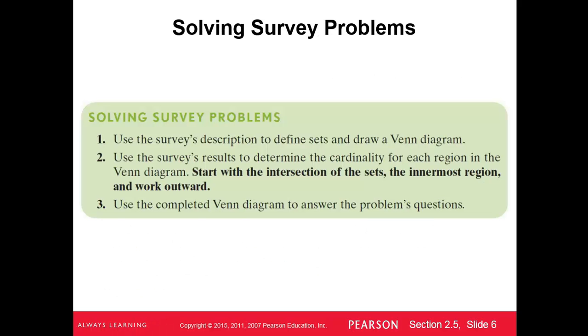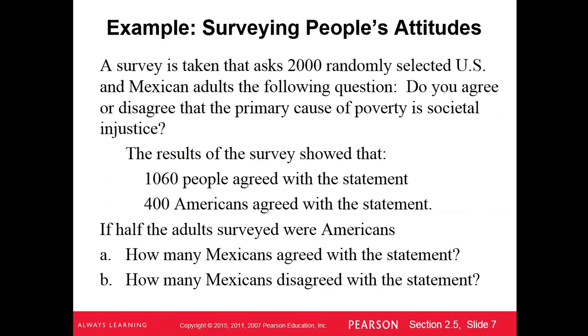So how do we go about doing these kinds of problems? Obviously, that one was set up for us. But first, we're going to draw a Venn diagram. And then we're going to use the survey results to work our way out from the inside out on that Venn diagram with cardinality, finding how many are in each set. And then once we finish our Venn diagram, we can answer questions about it.